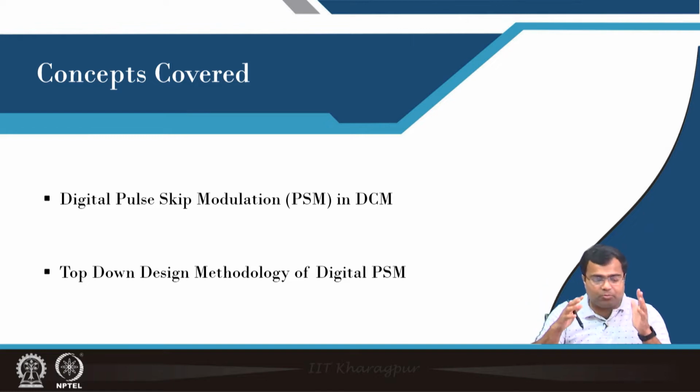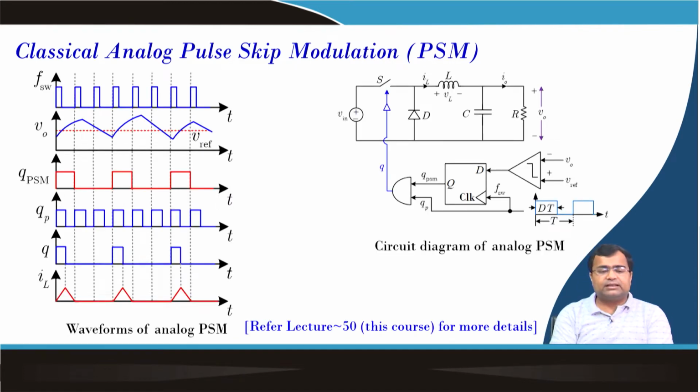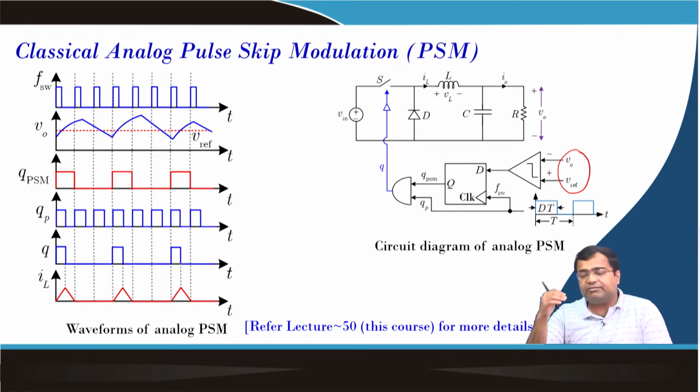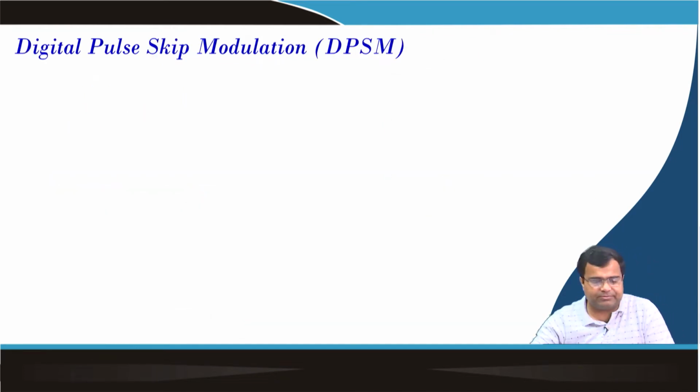And here we will discuss the top down design methodology of digital pulse skipping modulation. So, if we recall lecture number 50, we have discussed classical analog pulse skip control, where we are simply considering V0 and Vref, and this will be compared at the edge of the switching clock, and if V0 is smaller than Vref, then this Q PSM will be 1, and it will simply pass this PWM, and the effective switching clock will be nothing but the PWM clock, and the waveform is shown here. So, this part we have discussed in lecture 50.